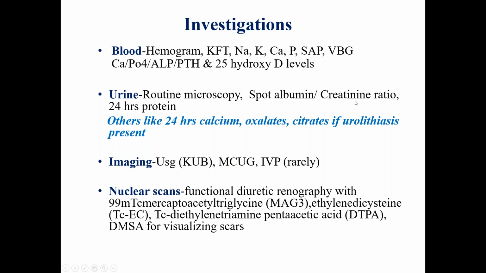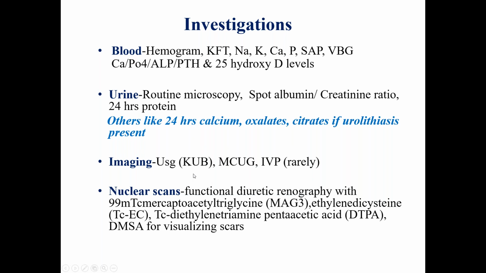Normally, an albumin creatinine ratio of less than 0.2 milligram by milligram is considered normal. Any value between 0.2 to 2 is non-nephrotic proteinuria, and any value of more than 2 milligram by milligram constitutes nephrotic range proteinuria. So if you are having a moderate degree of proteinuria, then you would require a 24 hour protein evaluation in these patients. Other investigations like 24 hour calcium estimation, oxalates, citrates are required only if urolithiasis is present. It is not required for all patients.